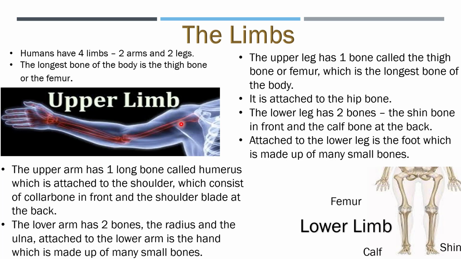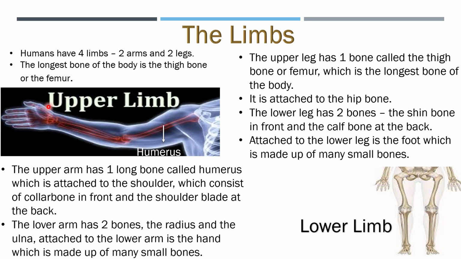As we can see in this image, this is the bone which is attached with the collarbone and the shoulder blade. So this is our humerus. The lower arm has 2 bones, the radius and the ulna, attached to the lower arm in the hand, which is made up of many small bones.